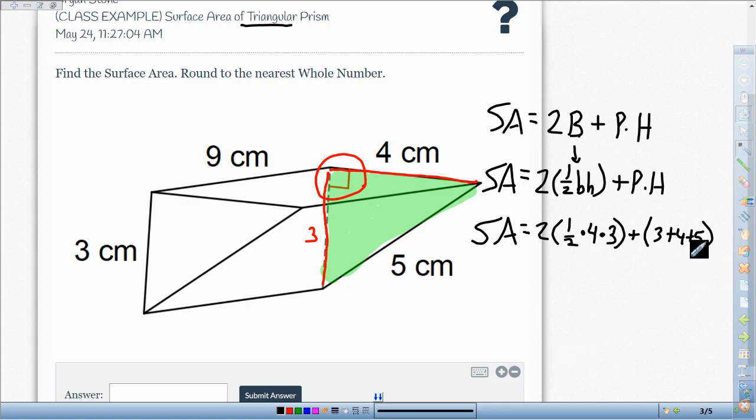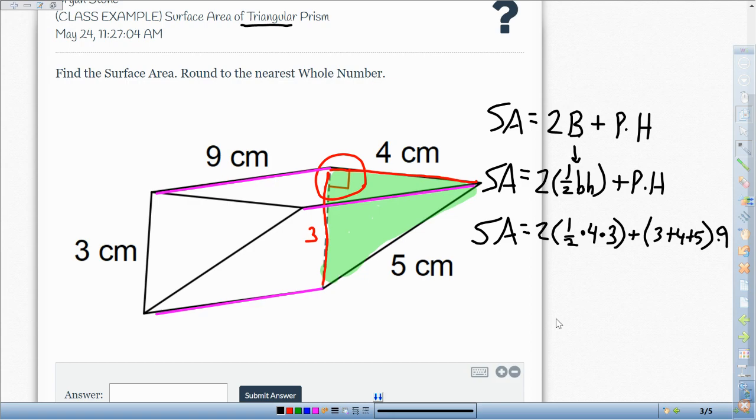Okay, and then times the height of the whole prism. Remember, the heights are the segments going from one base to the other. That's a height, that's a height, and that's a height. So 9. Okay, so again, be careful with typing this in. Use parentheses. Plus 3 plus 4 plus 5 times 9.